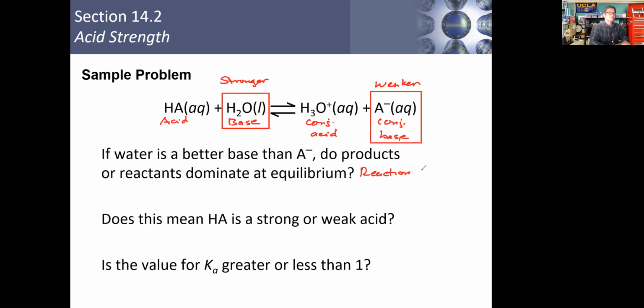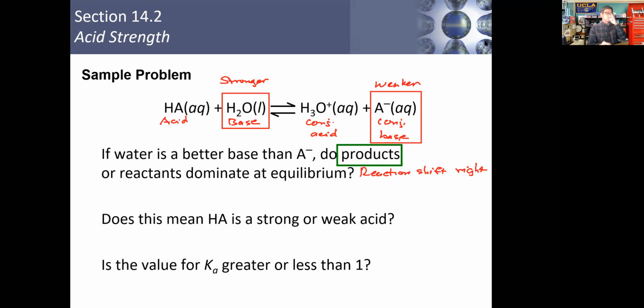The reaction shifts to the right. If that is the case, then products will be favored in this process. That means you're going to form more product. What will dominate at equilibrium? If the reaction shifts towards the right, towards equilibrium, that means we have products that are favored.